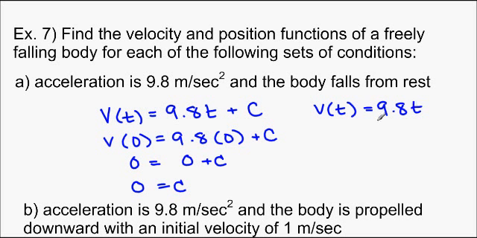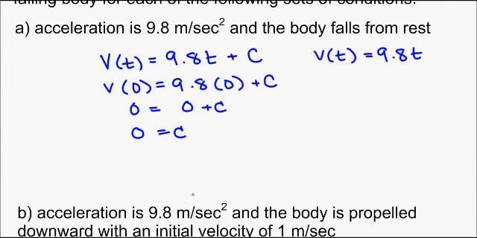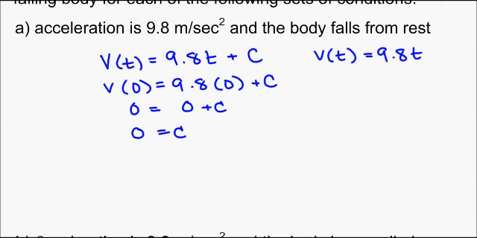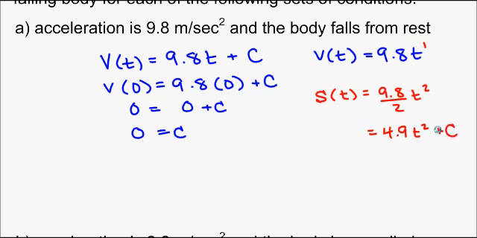The position function, we're going to have to antiderive our velocity function to get the position function. I know I'm going to have to go up 1 power, just like when I'm deriving I go down a power. So I'm going to go from t to the first to t squared. I also know that usually I bring down that power, so what I'm going to do to find s of t is divide 9.8 by 2. That's going to give me 4.9 t squared plus c.